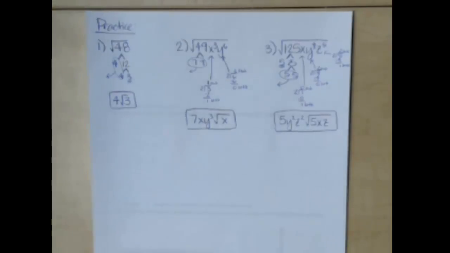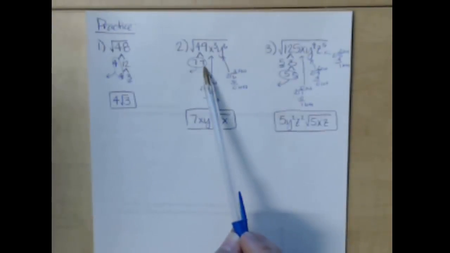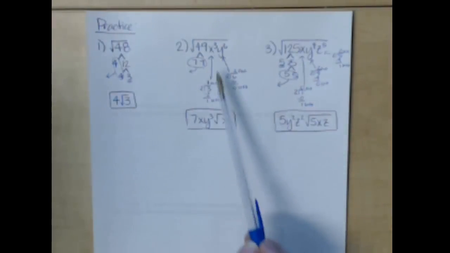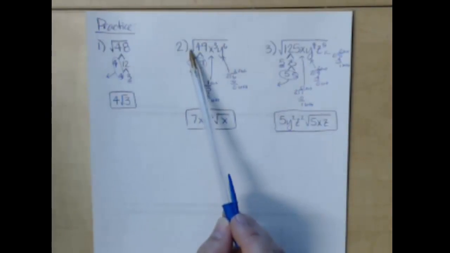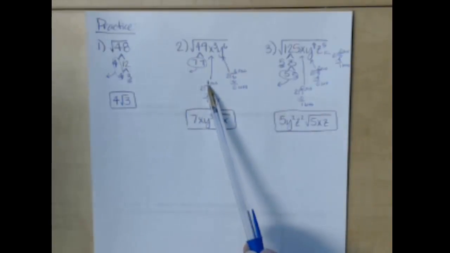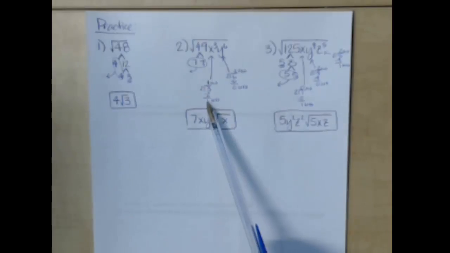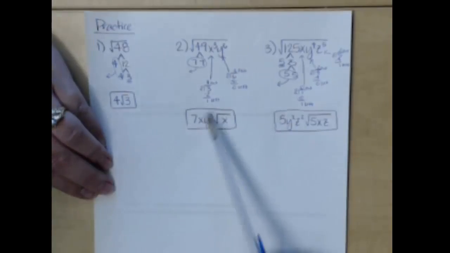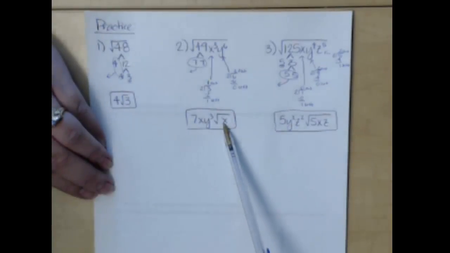On the second one, I have variables on this one as well. Now the number part was super easy, right? Because 49 is a perfect square, 7 times 7. So I know I have a 7 that comes out. And then I look at my variables. This is a square root, which means I need 2 copies. So I want to know how many times does 2 go into that exponent. So 2 goes into 3 one time with 1 left over, right? So that means I can bring out 1x. So you can see here I brought out my 1x, and my 1 that's left over stays under the radical.